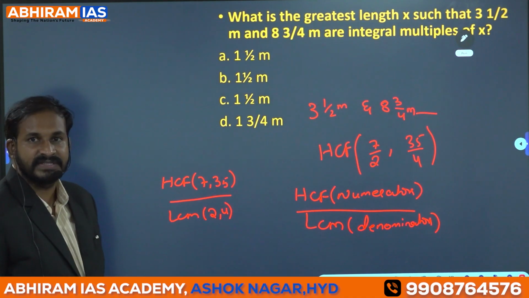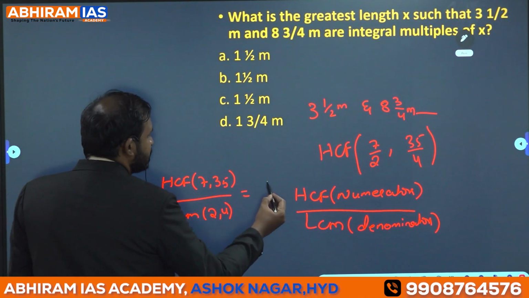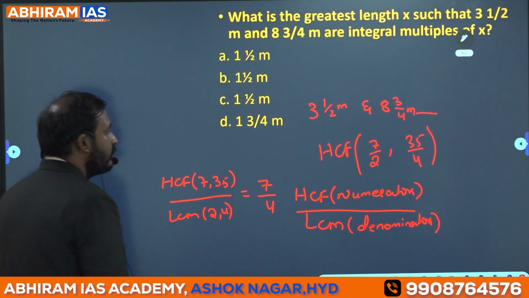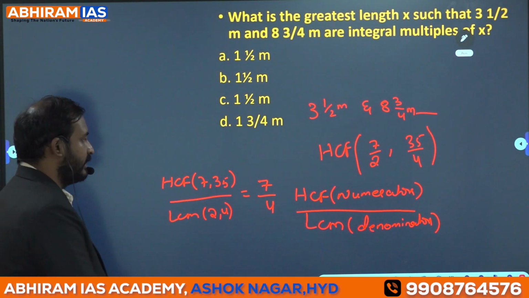So what is the HCF of 7 and 35, students? HCF of 7 and 35 is 7. And what is the LCM of 2 and 4? 4. So our answer will become 7/4 meters.